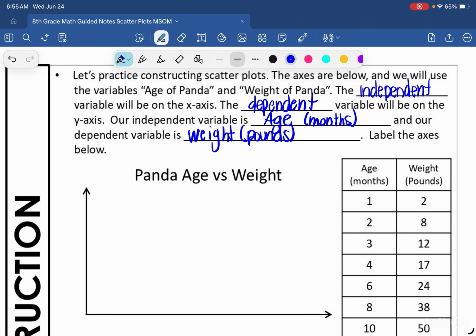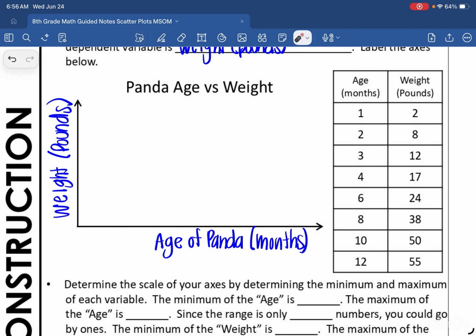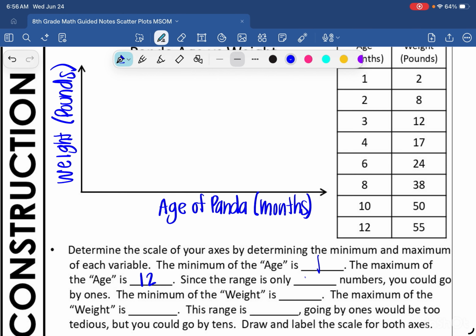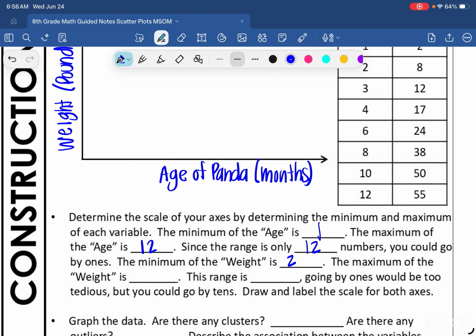Label the axes below. Determine the scale of your axes by determining the minimum and the maximum of each variable. The minimum of the age is 1. The maximum of the age is 12. Since the range is only 12 numbers, you can go by ones. The minimum of the weight right here is 2. The maximum of the weight is 55. The range, 55 minus 2, is going to be 53. Going by ones would be too tedious, but you could go by tens. 10 seems to be a good number to go by. If I went by 30 or 40, it probably wouldn't be enough. So I'm going to go by tens.